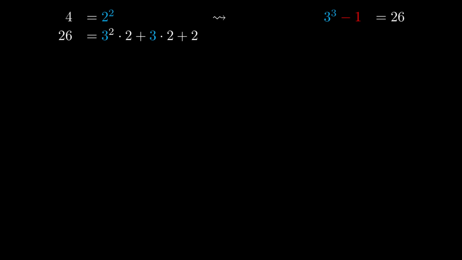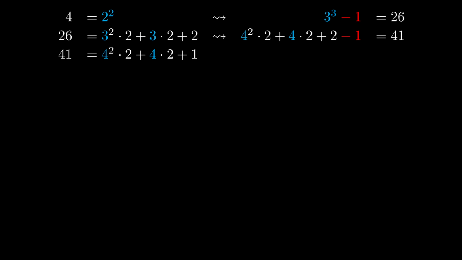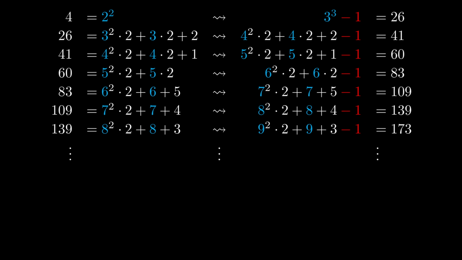If we replace all the 3's with 4's and then subtract 1 again, then we get 41. Now let's expand 41 in pure base 4. If we replace all the 4's with 5's and then subtract 1, then we get 60. If we continue this process, it seems like the numbers keep increasing.